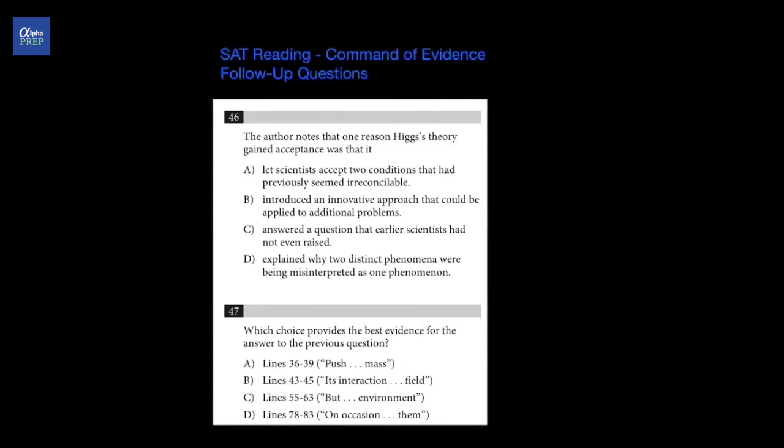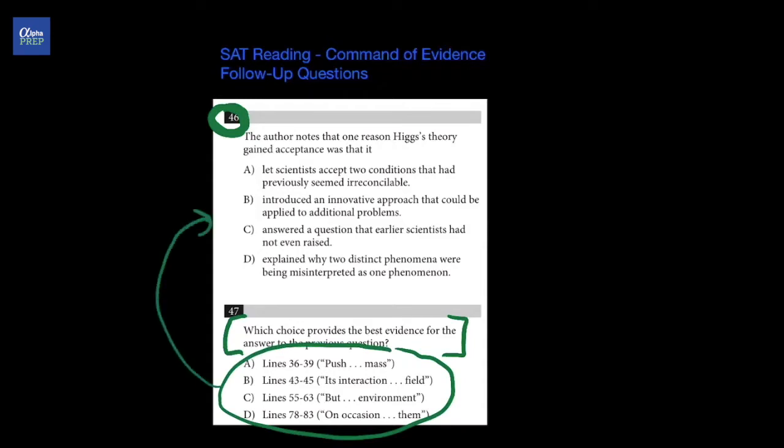So to sort of recap on follow-up questions, these are questions that look exactly like number 47. They're always worded in exactly this way: which choice provides the best evidence for the answer to the previous question? And they're a pretty common type of question on the SAT reading section. Usually they're about two per passage, and they're super useful because if you can answer the follow-up question correctly, you can almost always answer the previous question correctly because the follow-up question is basically just giving you the evidence that will tell you the answer to the previous question. So these are really great questions to practice because it's like a 2-for-1 deal.